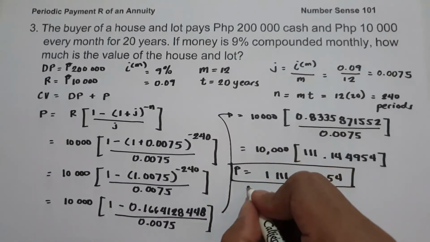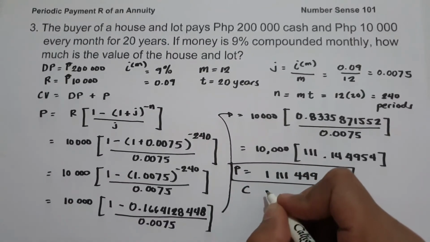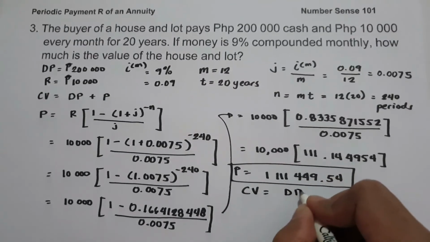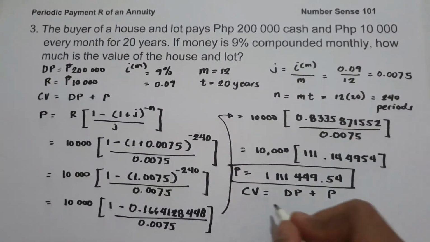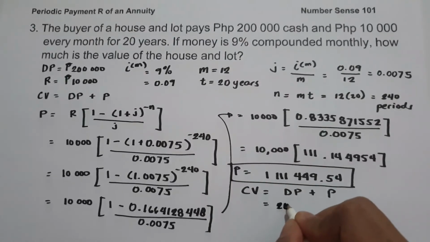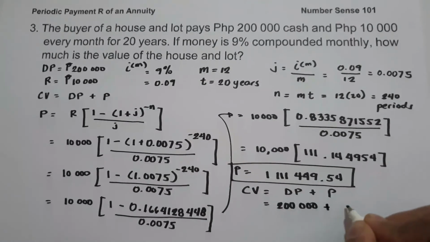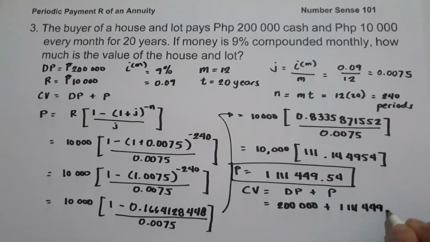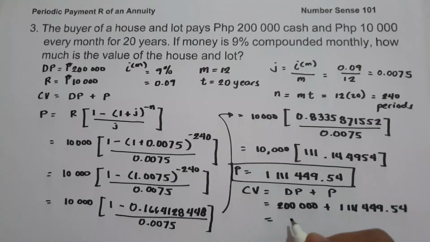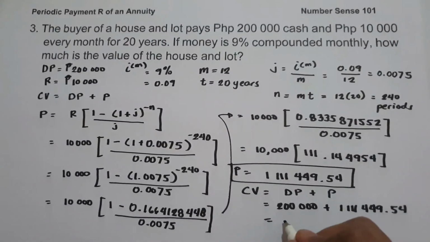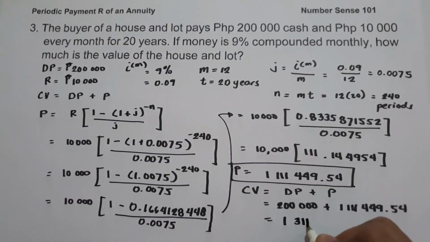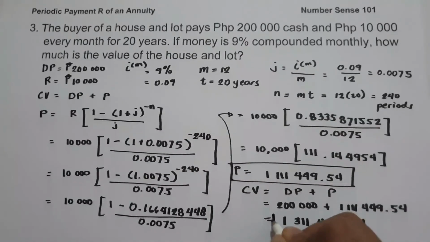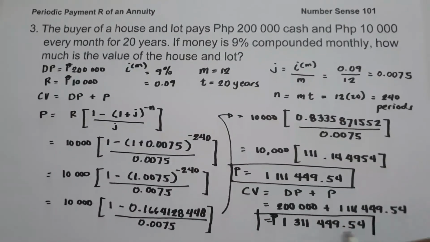And to determine the cash value or the amount of house and lot after 20 years, that is cash value equals down payment plus the present value. So let us have down payment, which is 200,000 plus 1,111,449.54. If we are going to add this one, it will give us 1,311,449.54. And this will be our answer.